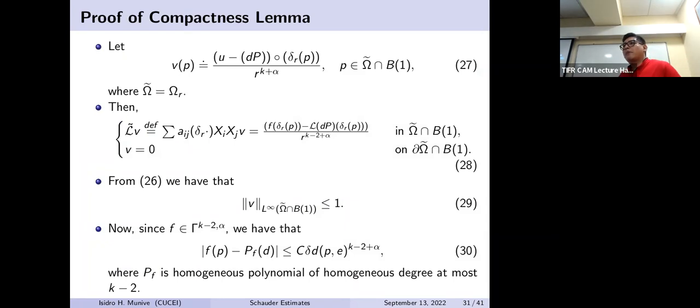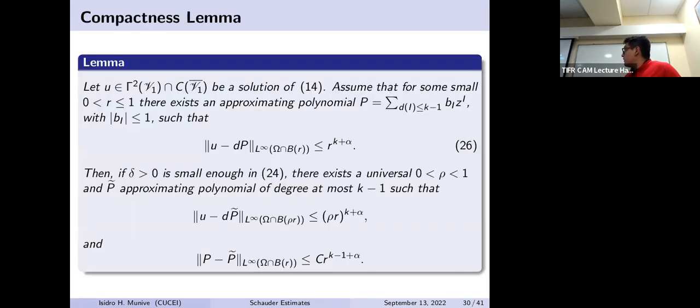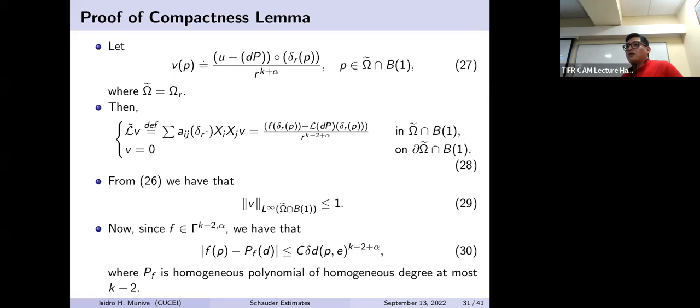So how do we prove this type of compactness argument? The idea is, you have this approximating polynomial, and then you consider this function and you apply this operator. It's just a rescaled version. Since P is an approximating polynomial, this side will have this trait, so you can bound it by 1. That's the important thing to notice. We also have this: since f is in Gamma k minus 2, alpha, we have this estimate by the Taylor expansion.